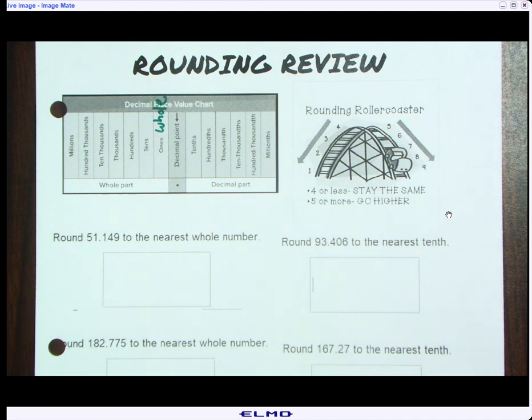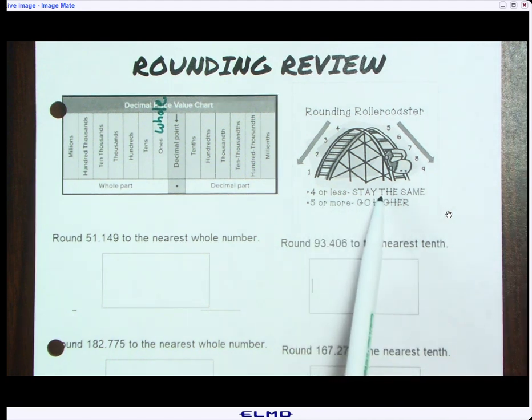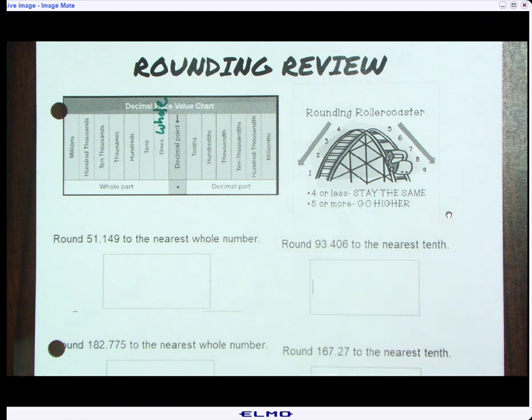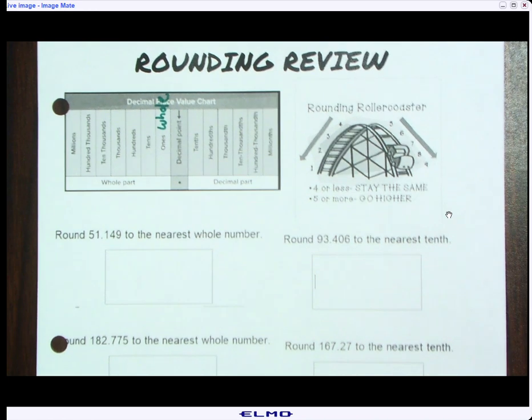Now, you hear me say often, hey, 5 and above, give it a shove, 4 and below, just keep it down low. Well, here's our rounding roller coaster that reminds us of that. Just a little bit different. 4 or less, it stays the same. 5 or more, go higher by 1. So there are 6 examples on this review that we're going to look at together to remind us how to round.